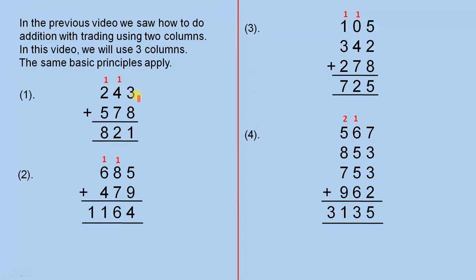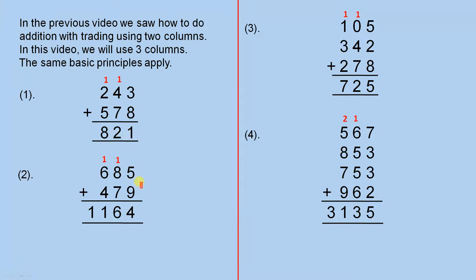So when we add these numbers, 243 and 578, 8 plus 3 is 11, put down the 1, and there's the 10. 7 plus 4 is 11, plus 1 is 12. This one here represents 100. 5, 6, 7, 8, 821.